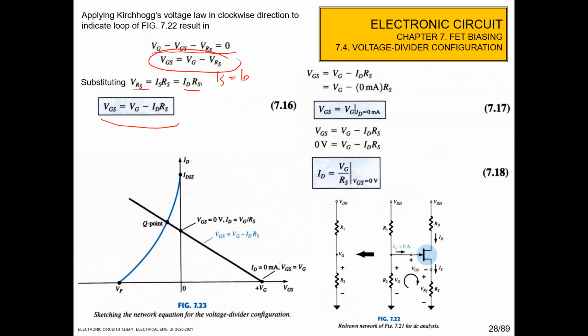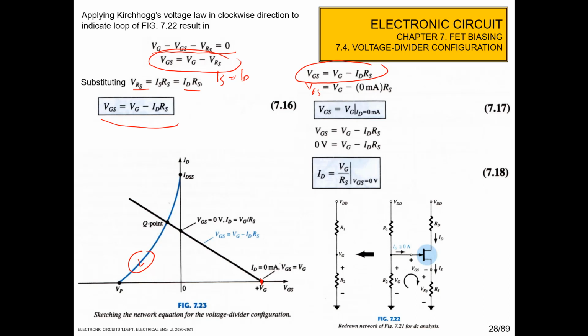We can use the mathematical and then the graphical method. The blue line here is the device characteristic. To draw the circuit characteristic, we need to draw the black line. From the equation VGS is VG minus ID RS, we plot first ID equal to 0, so VGS is equal to VG. This is this plot here.